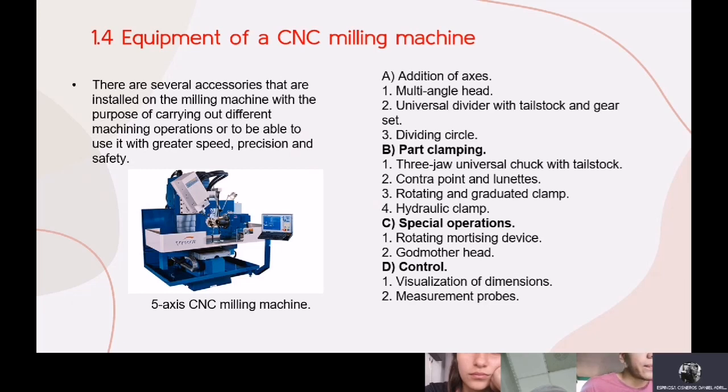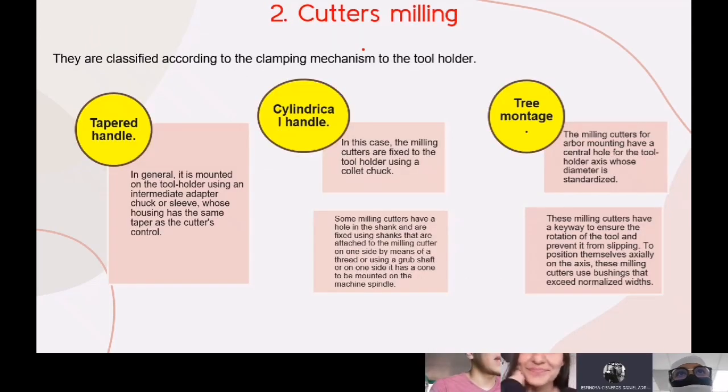4. Hydraulic clamp. C. Special operations: 1. Rotating mortising device. 2. Good motor head. D. Control division of the dimensions: 2. Measurement probes. Cutters and milling.